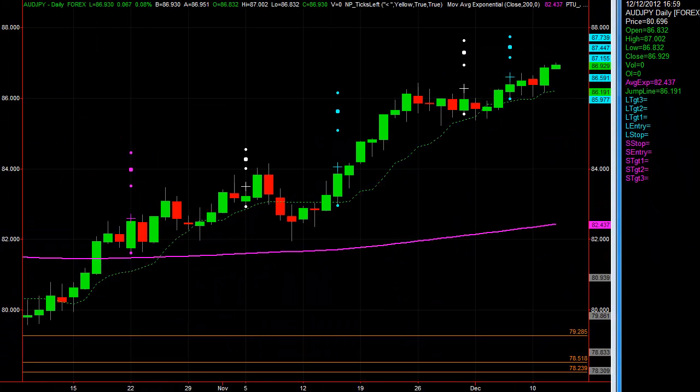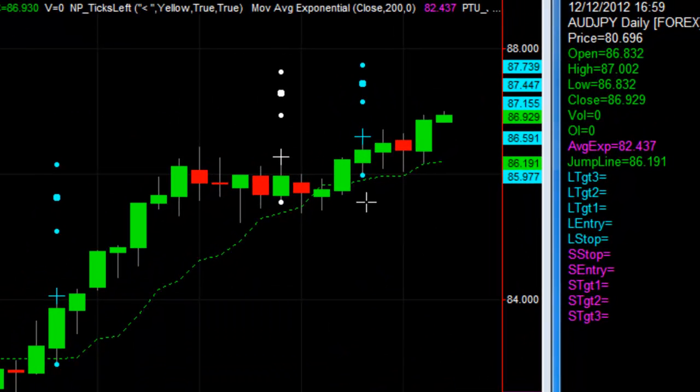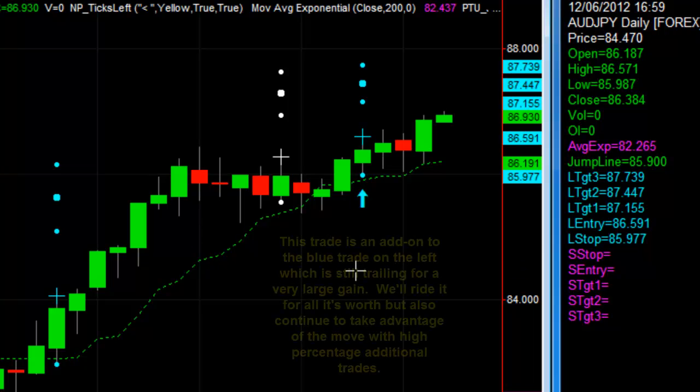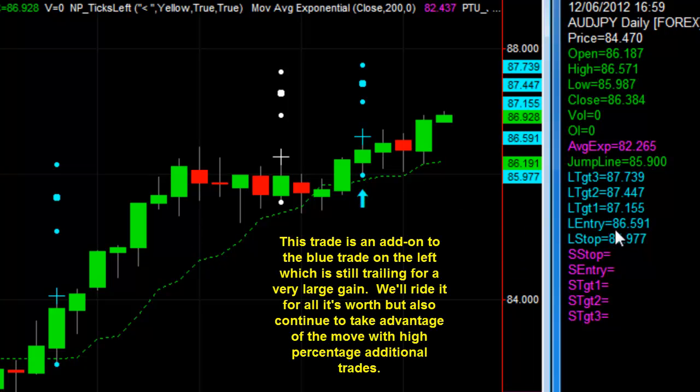And while we're talking about an Aussie pair, take a look at this Aussie yen. This is a phenomenal chart. It was extremely profitable in 2012. Currently in this trade right here. And this is a trade that just triggered in a few days ago. Got in at 86.59. Add to that a few pips of spread. Trying to get to 87.74.